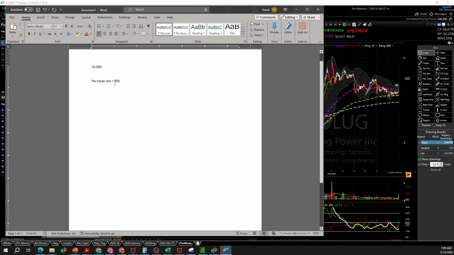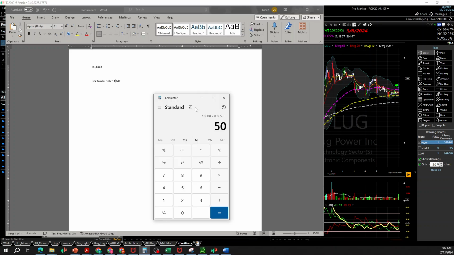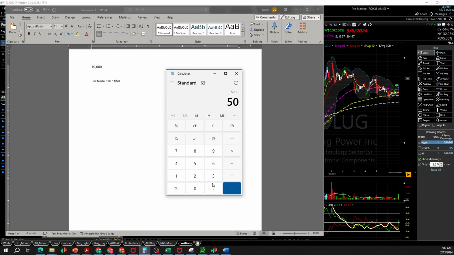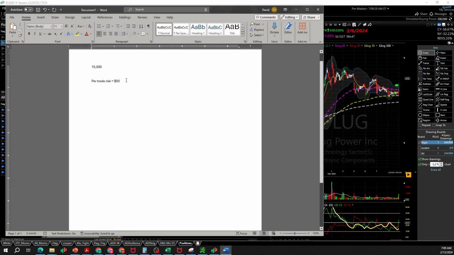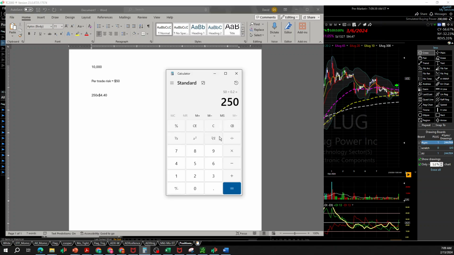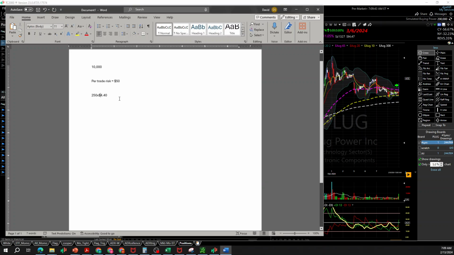Essentially, you take your $50 of risk and you divide it by that 20 cents. So you take 50 and divide it by 20 cents. That means you can buy 250 shares of this stock. So you're going to buy 250 shares times, I think, 440. So, we do our math. Your cost is going to be about $1,100 of your total capital.